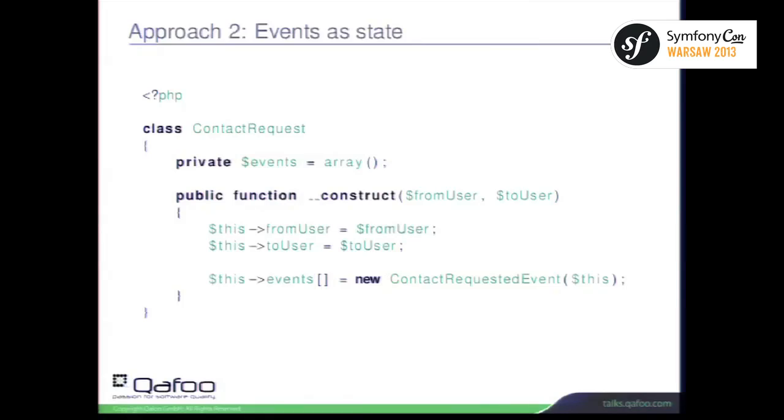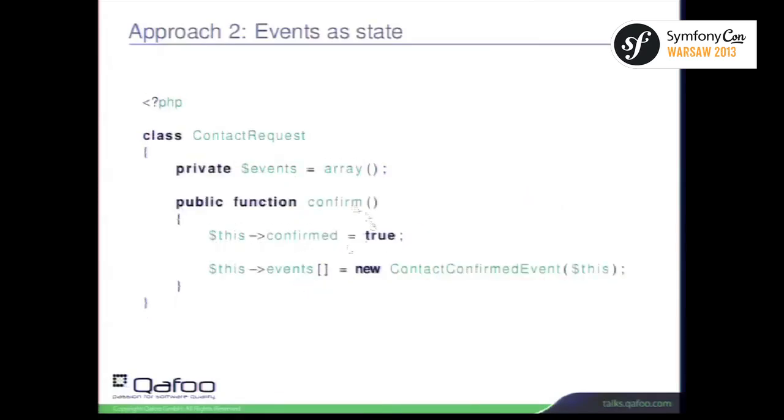You have an array of events in your entity, and whenever an event happens, like you create this object in the constructor, for example, or maybe in some other method, besides changing the state of the object itself, you also change the state of the events and create this event object and attach that to the events property. For example, if you have the confirm method, you may be setting the confirm boolean to true, and you also create the contact confirmed event here.